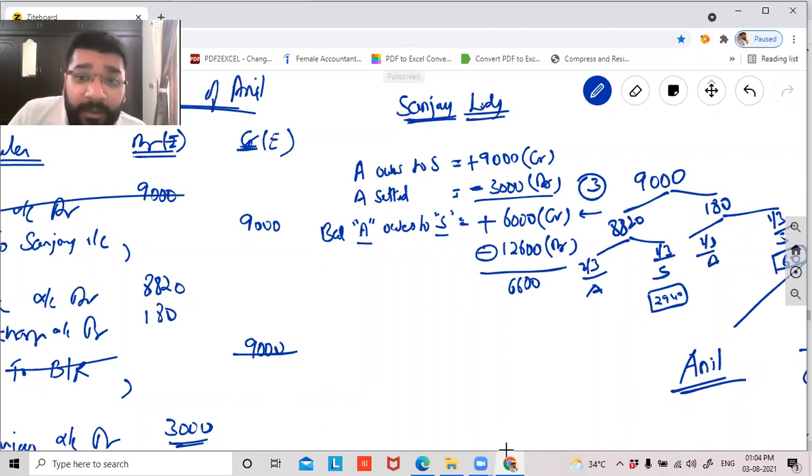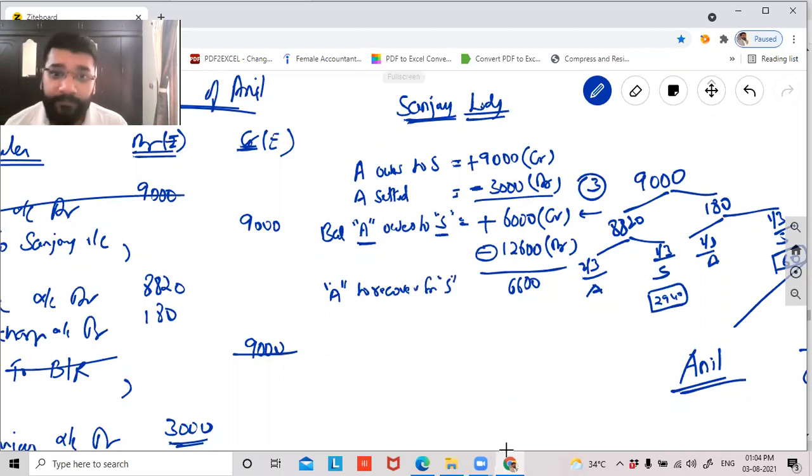This is the tricky part here. Until this new bill was drawn, A was supposed to give 6,000 rupees to Sanjay. But how much did A end up giving? A gave more than 6,000, 12,600. So the excess money, 6,600, which you gave, now you have to recover. So A has to recover from S. Anything which I have to receive in future is a debit balance. So plus 6,000 minus 12,600 will be minus 6,600. Minus here indicates debit. So now A has to recover 6,600 from S. Point clear or not clear?